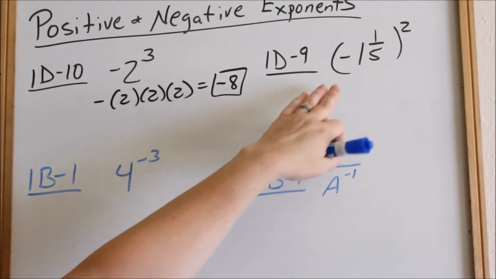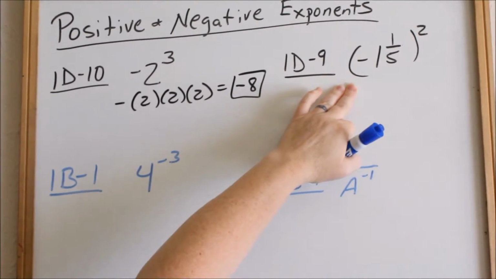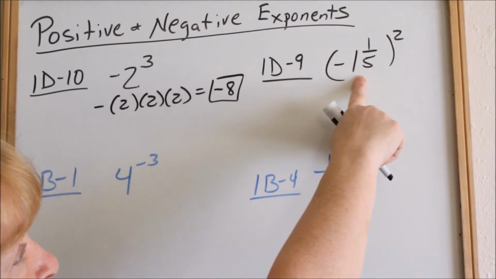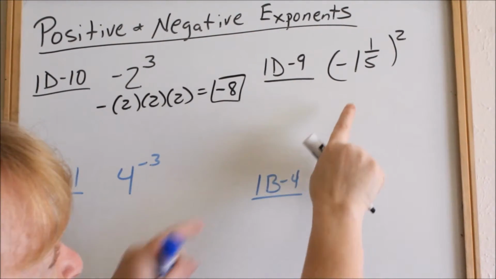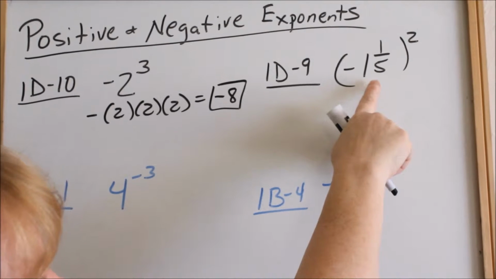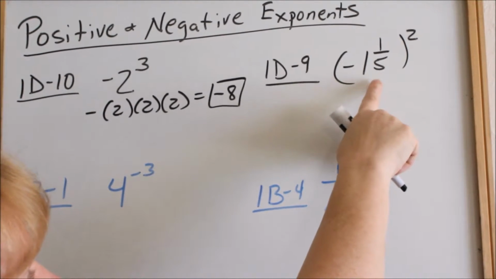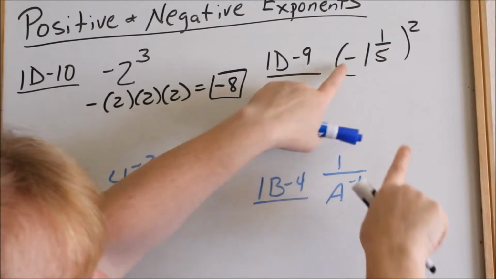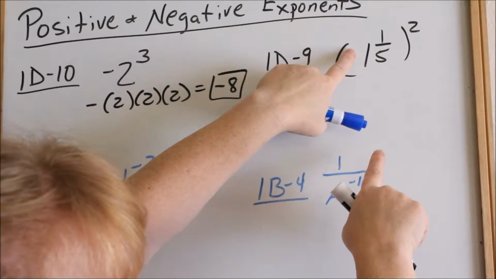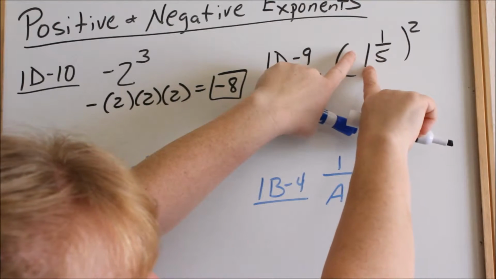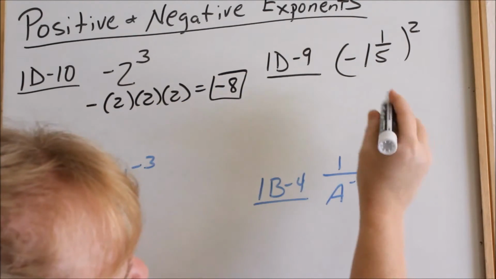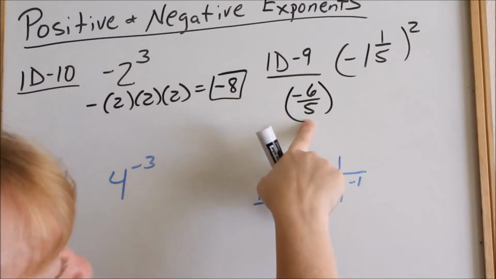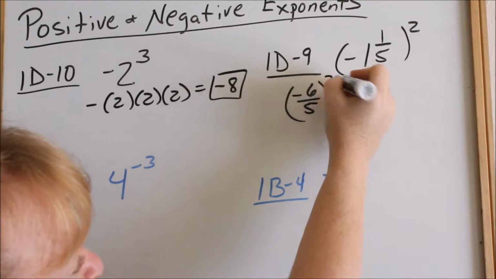Alright, let's look at 1D9. So you have negative 1 and 1/5 squared, and the parentheses is around the negative 1 and 1/5. So this is like negative 1 and 1/5 times negative 1 and 1/5. My recommendation is to turn this 1 and 1/5 into an improper fraction. Ignore the negative sign for a moment to turn it into an improper fraction. 5 times 1 is 5, plus 1 is 6, so that would be negative 6 over 5.